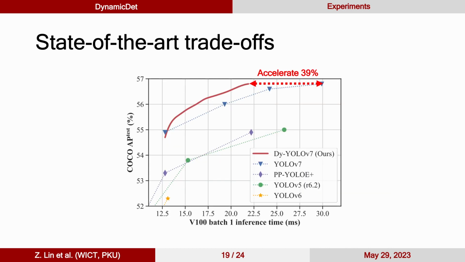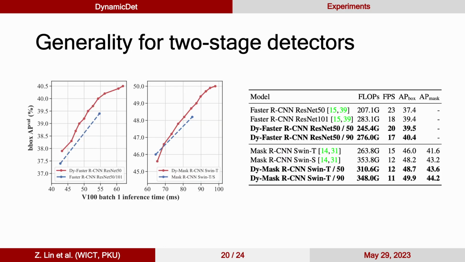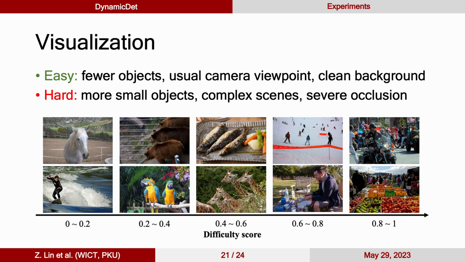And this is the accuracy and speed frontier figure for the above table. We also conduct experiments on two classic two-stage detectors, Faster RCNN with ResNet and Mask RCNN with Swin Transformer, to show the generality of our DynamicDet. As shown in the table and the figure, our method is compatible with these detectors and can also improve the accuracy-speed performance of baselines. Then, we depict the images with different predicted difficulty scores, ascending from left to right.